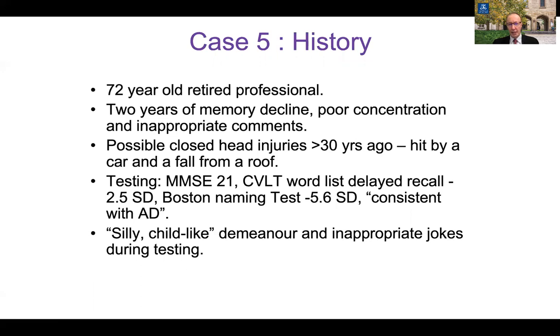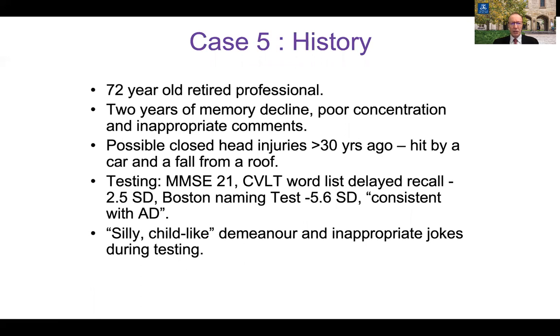California Verbal Learning Test, which is a list of words that you have to learn and are shown repeatedly, and then you have to recall as many words as you can after 20 minutes, was minus 2.5 standard deviations, so clearly abnormal. Minus 1.5 standard deviations would be enough to classify you as having mild cognitive impairment. Minus 2.5 is really quite impaired. Boston Naming Test, so naming pictures was severely down at minus 5.6 standard deviations. And the conclusion from the neuropsychologist was this was consistent with Alzheimer's disease.